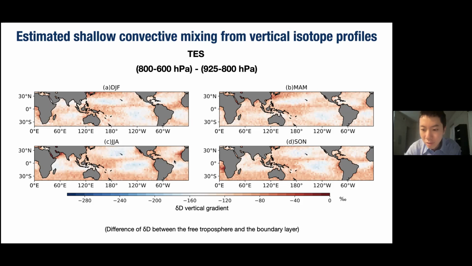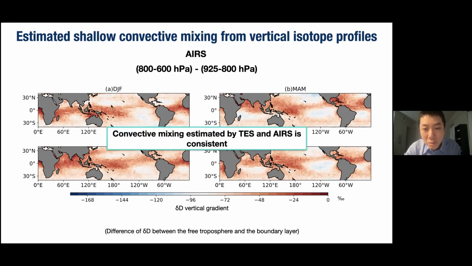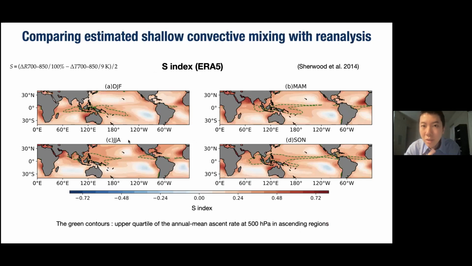This is a result based on the satellite data tests. And we can see the result for another satellite data, AIRS, has a similar spatial pattern. So their results are consistent. So this is our estimation, but we want to make sure that our estimation actually really represents convective mixing, not something else. So we are trying to find other proxies of convective mixing to justify our estimation.